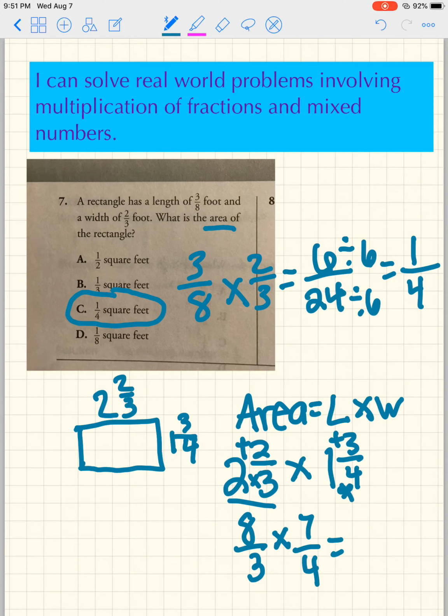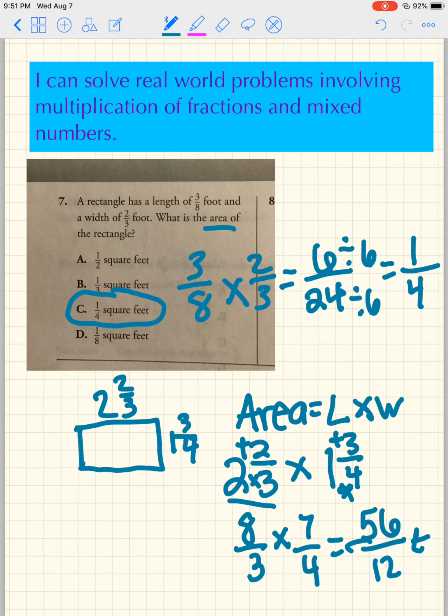So I just multiply my numerators. 8 times 7 is 56. Multiply my denominators. 3 times 4 is 12. I cannot leave it like that. So there's a couple different ways you could do this. You could look at this and say, okay, how many times does 12 go into 56? And if you can do that in your head, perfect, great. I'm going to show you if you're having trouble with that step.